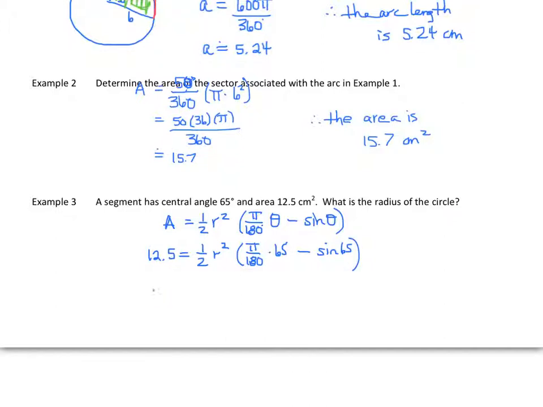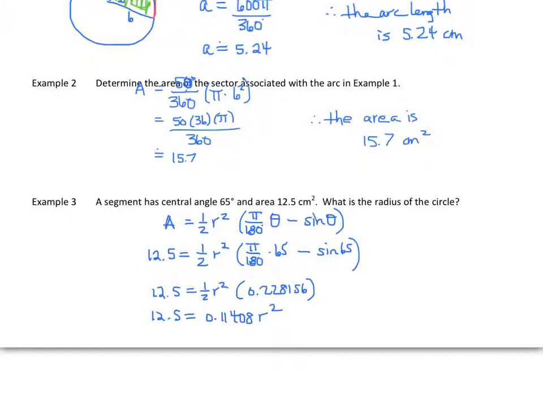You're going to have to be careful when you type this into your calculator. I would start inside the brackets and type in pi times 65 divided by 180, subtract sine 65. You should be able to type that in all at once. That gives you 0.228156, I believe. Then you could multiply by 1/2 on the right-hand side, which is the same as dividing by 2. That would give us 0.11408 r squared.